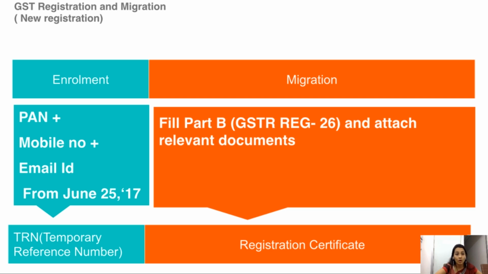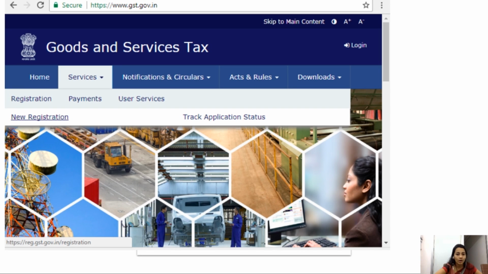So for all the new registrations, we'll quickly see the step-by-step process on how to enroll. Go to the website gst.gov.in, click the services tab. There you will find registration. Under registration, you will find new registration. Click on that.